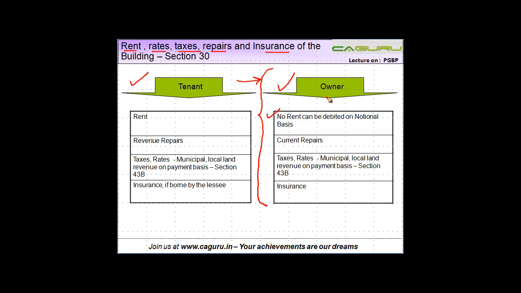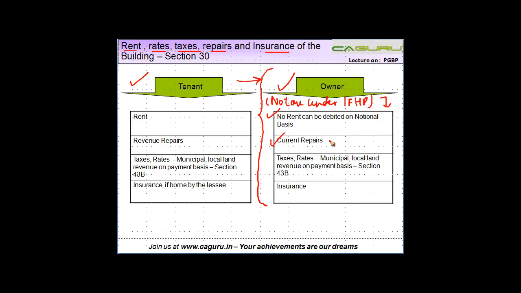So if I am the owner of a building which I am using for the purpose of my business, then I cannot debit any rent. Of course, depreciation can be there, but rent cannot be debited on a notional basis. But one important thing that you need to know here is that if I am the owner of a building, there cannot be any tax under income from house property for this building which I am using for the purpose of my business and profession.